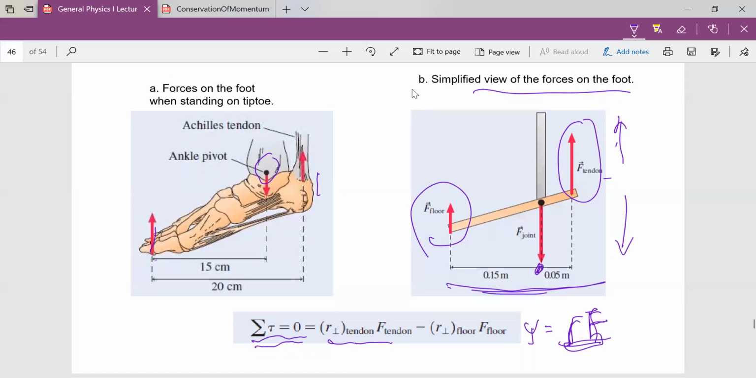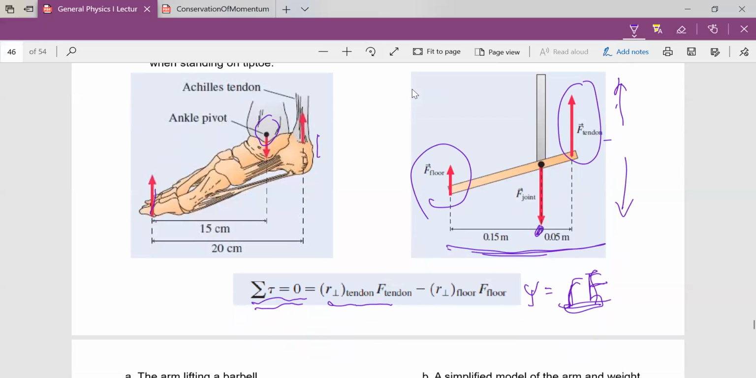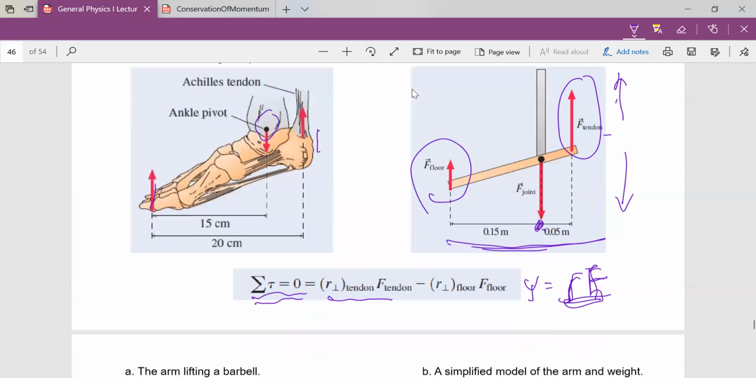Now the emphasis here is that the moment arm, look at the distance of the moment arm for the floor and the tendon, is shorter than the pivot. Okay, so the moment arm, which defines the range of motion, defines the strength. Why, it also influences the speed.